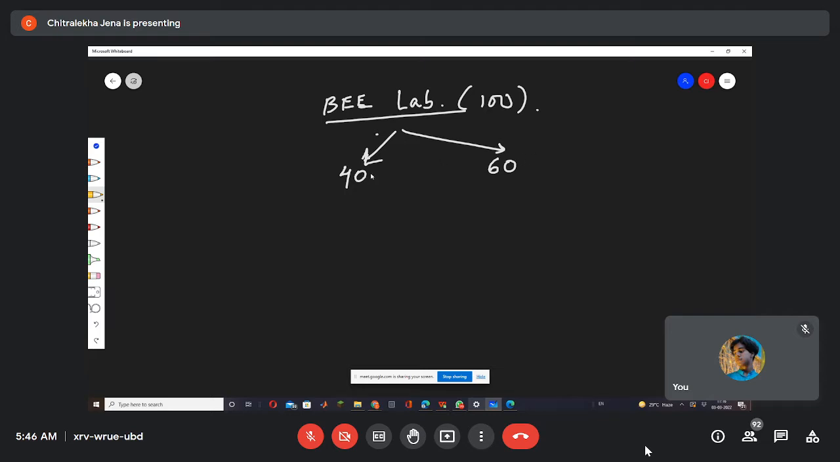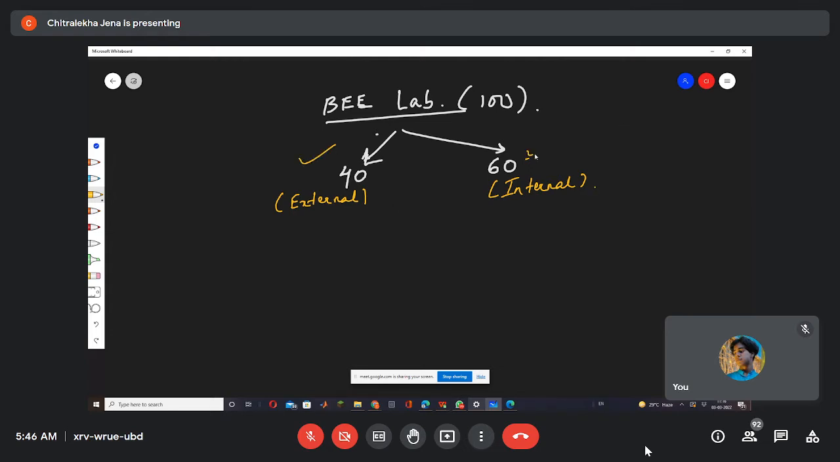So you can leave. So this is 40 marks and this is your 60 marks. 60 marks is your internal. Internal carries more marks than this, which is your external. External means at the end of the semester, after completing all the labs, you will be evaluated out of 40.